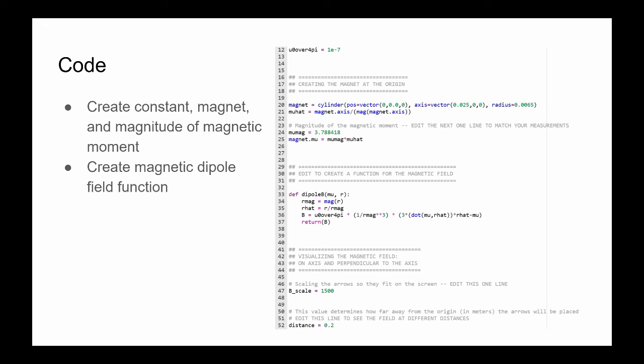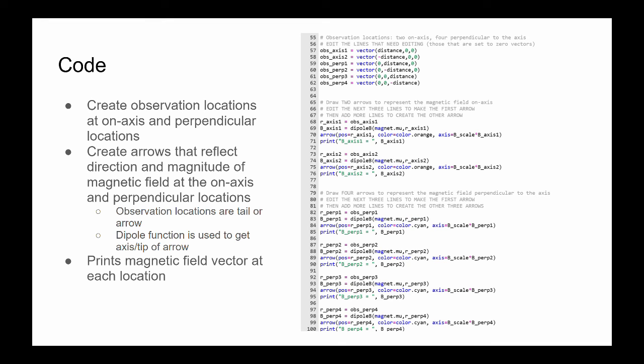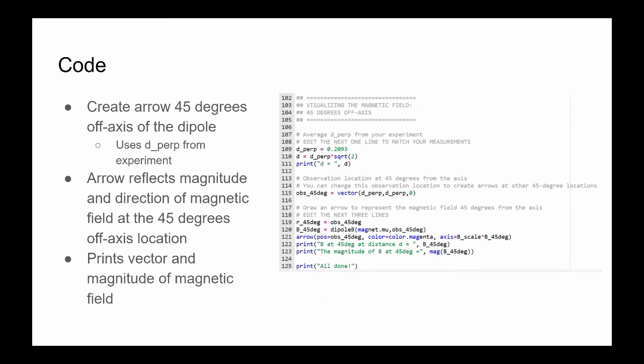And for the GlowScript code, we first create constants, the magnet, and the magnitude of the magnetic moment. And we create the magnetic dipole field function on this page. And then we create the observation locations for on-axis and perpendicular, and then we create arrows to reflect the direction and magnitude of the magnetic fields. And then we printed the magnetic field vectors at each location. And for the 45 degrees part, we used the dperp from the experiment to create an arrow, and this arrow will reflect the magnitude and direction, and we printed the vector and magnitude of the magnetic field.